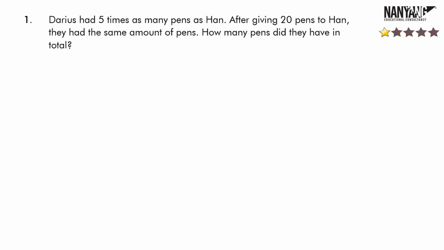So let's see our question 1. Darius had 5 times as many pens as Han. After giving 20 of them to Han, they had the same amount of pens. How many pens did they have in total?